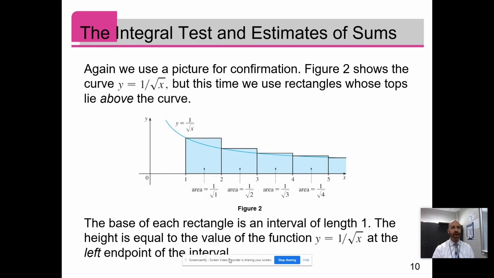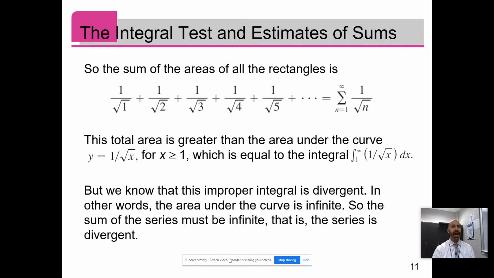We know that the area under the curve is infinity. But notice that each of our rectangles for this series is above the curve. So it's got to be greater than infinity. So it has to be divergent. And again, this one's even easier. If it's greater than infinity, then it's got to be divergent, and we can't associate a number with it.